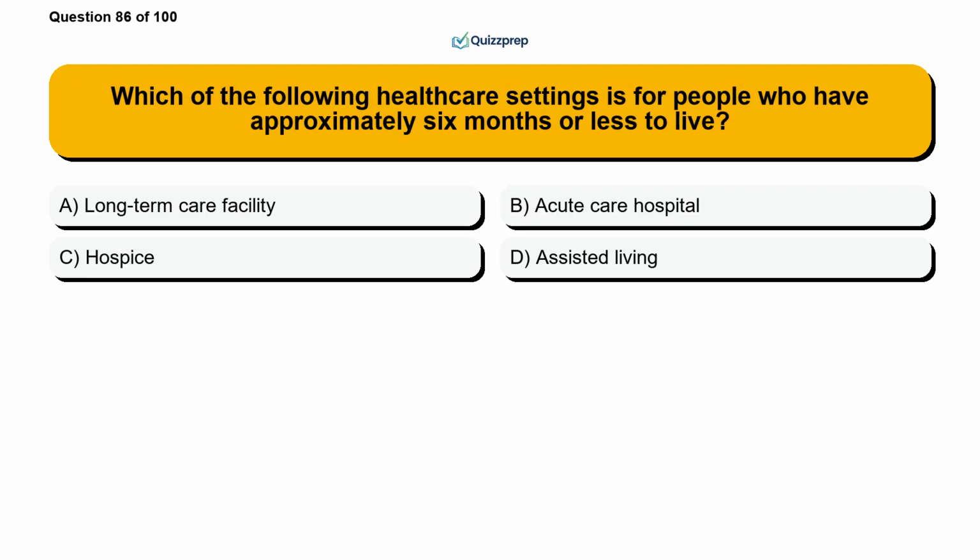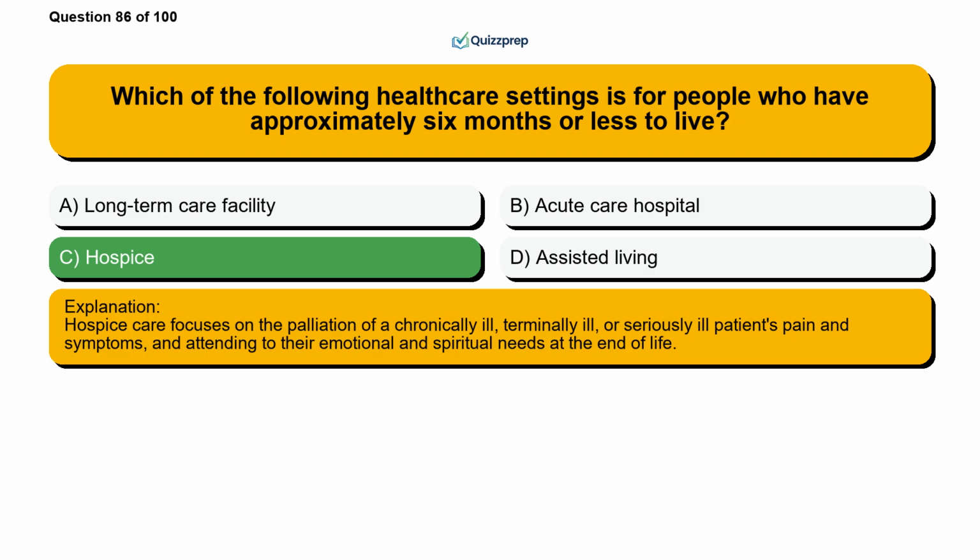Question 86. Which of the following healthcare settings is for people who have approximately 6 months or less to live? Option A, long-term care facility. Option B, acute care hospital. Option C, hospice. Option D, assisted living. The correct answer is option C, hospice. Hospice care focuses on the palliation of a chronically ill, terminally ill, or seriously ill patient's pain and symptoms, and attending to their emotional and spiritual needs at the end of life.